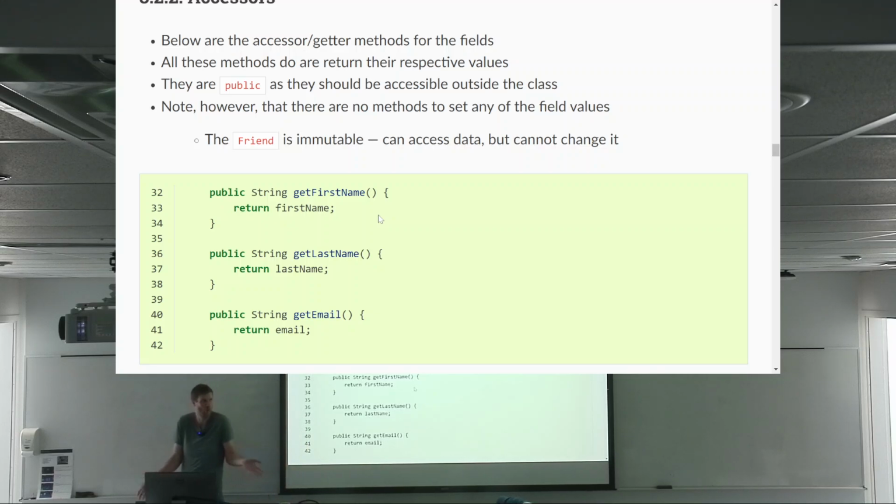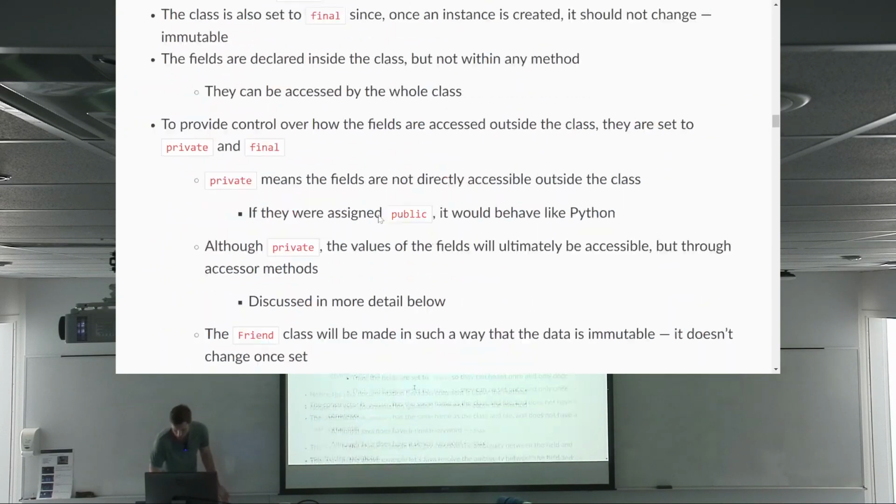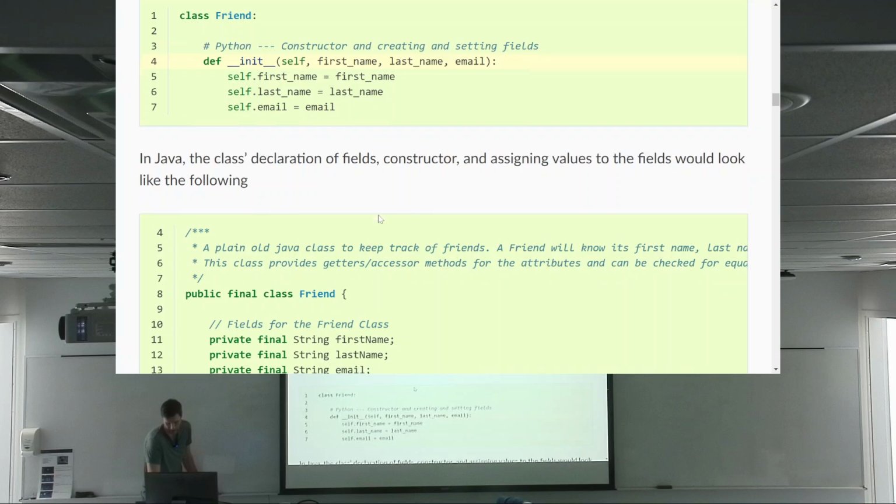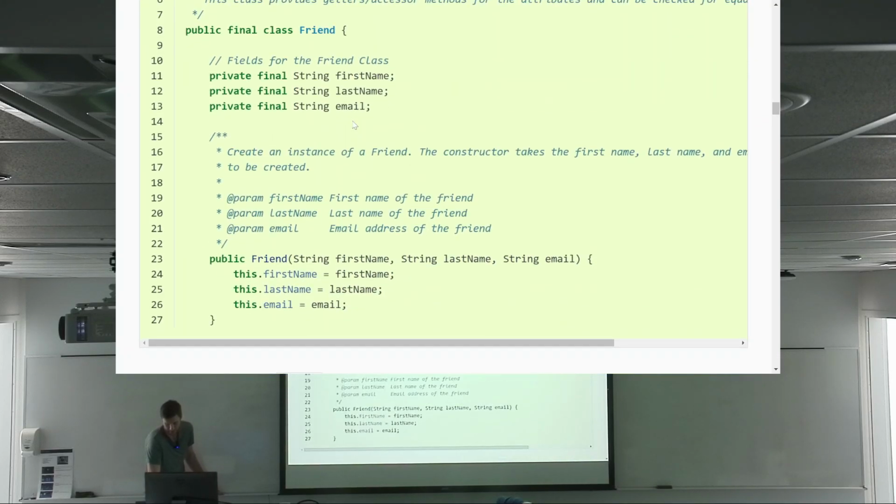So what do they do? Well, they're very simple. They just return the first name, return the last name, the 3 fields that we had for this class. If you don't remember, the 3 fields we had for the class were first name, last name, and email. And remember, in Java, because we have to declare the variables before we assign them, we declare them outside the constructor, in the class, but not in any method.